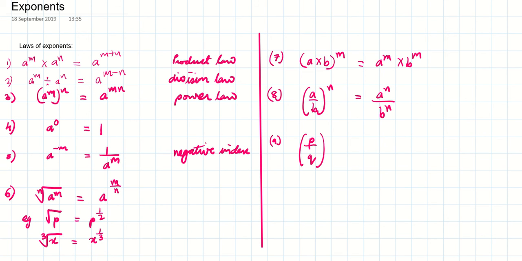If you have p upon q raised to minus n, a negative index, it's an extension of rule 5. So you can reciprocal the base and you can make it raised to n. This is an extension of rule 5. You can do that.